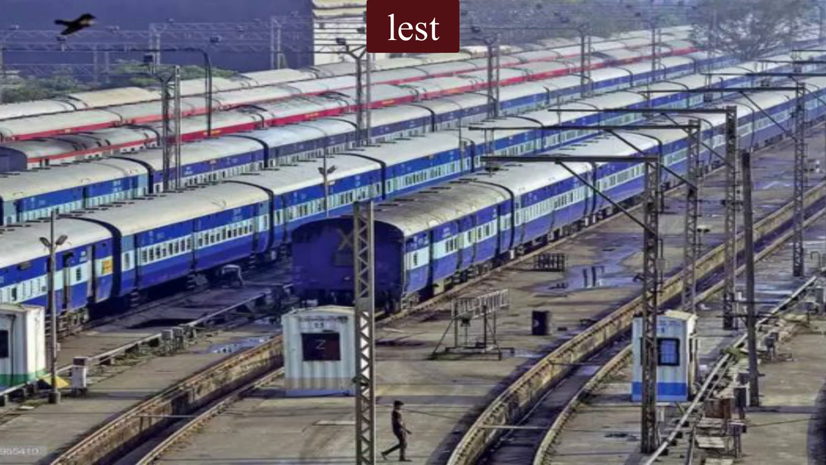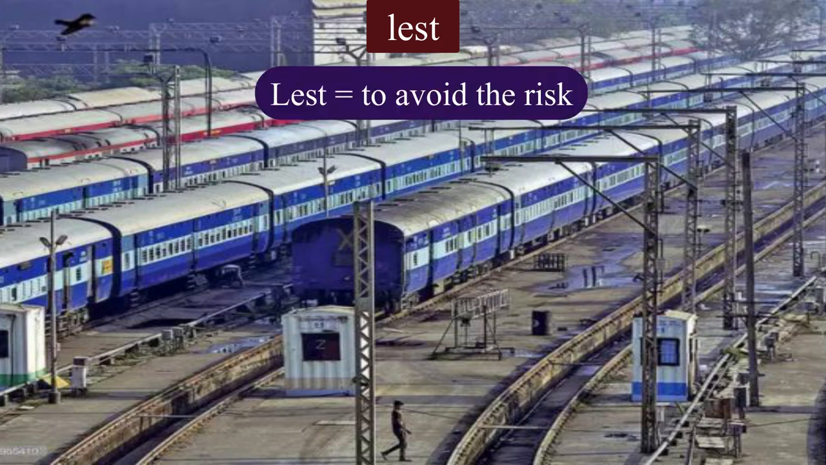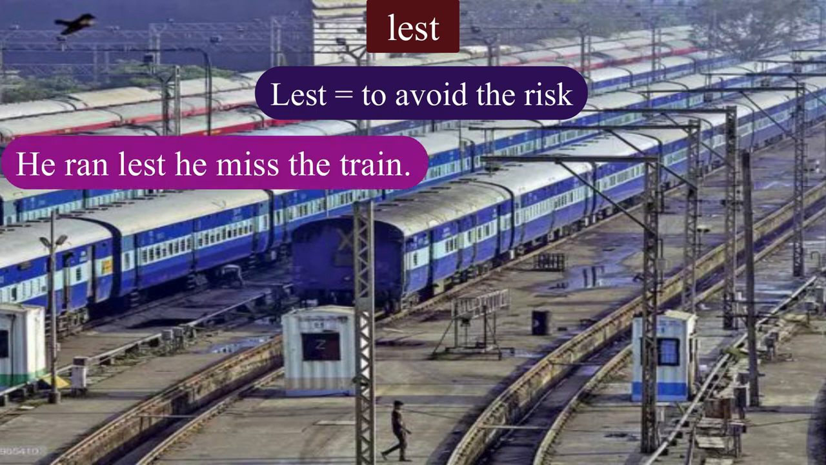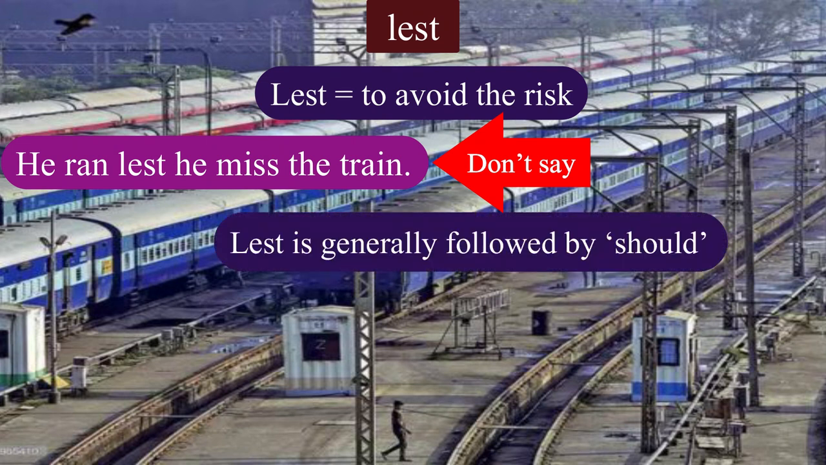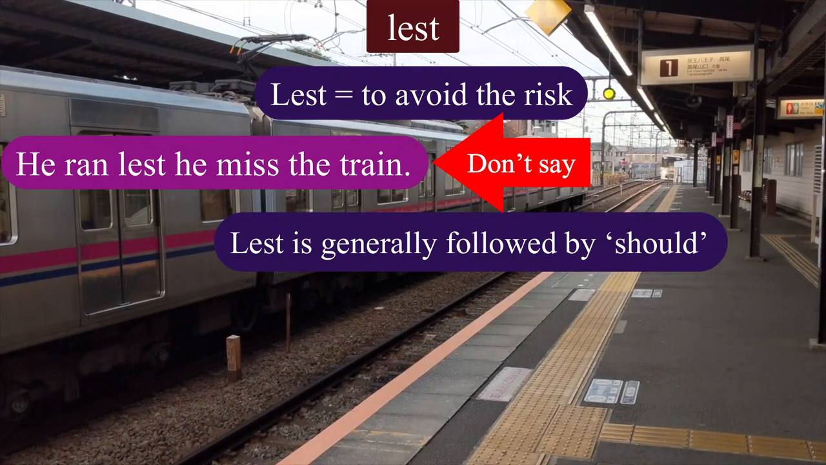Let's move to the next sentence. We often use the word "lest," but we should be very careful while using this word in a sentence. The word "lest" means to avoid the risk. Let's read this sentence. "He ran lest he miss the train." But the conjunction "lest" is generally followed by the word "should."